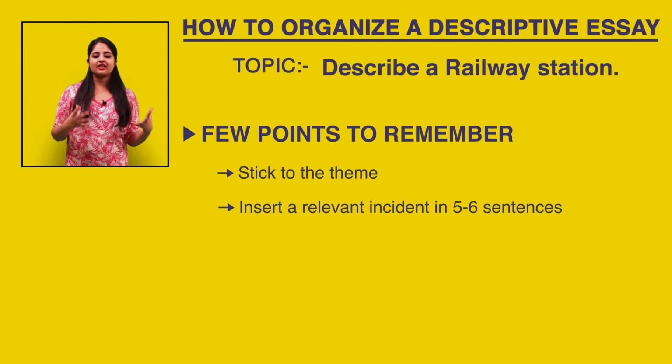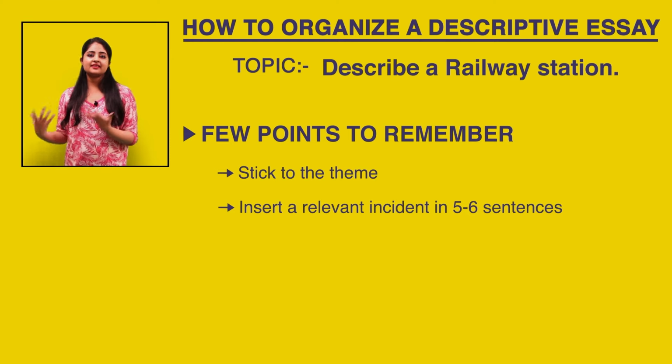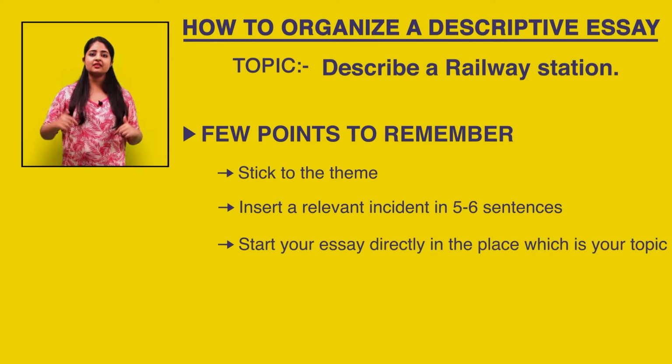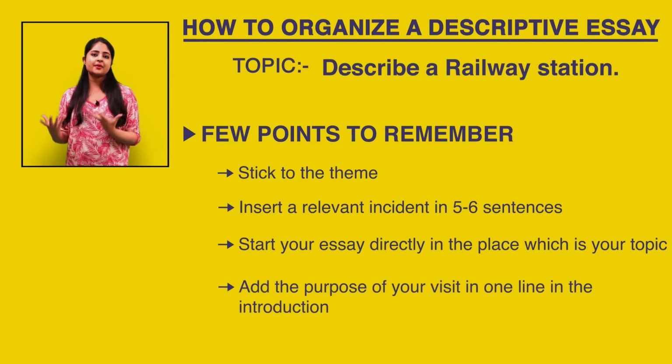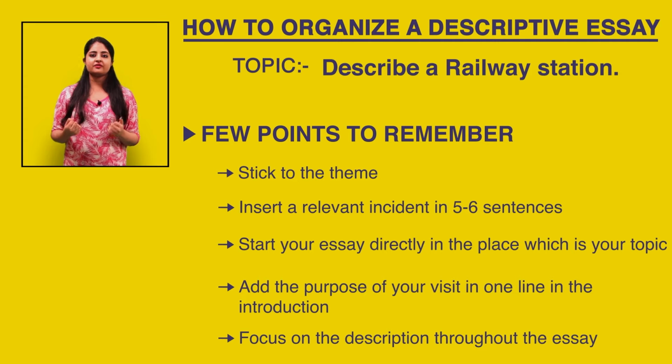Number 3, if you are asked to describe a railway station, start your essay on the platform itself, directly in that place. Start your essay on the platform, not how you are leaving home and traveling by a taxi to the railway station. It's completely irrelevant, completely unnecessary. If you're asked to write about a railway station, start on the platform, directly on the platform. And then add the purpose of your visit in one line in the introduction.